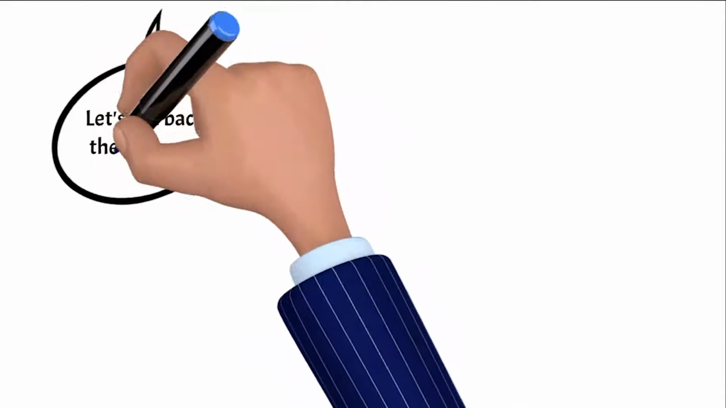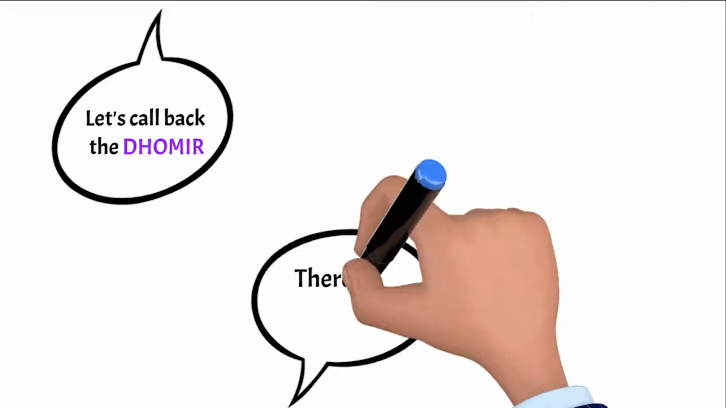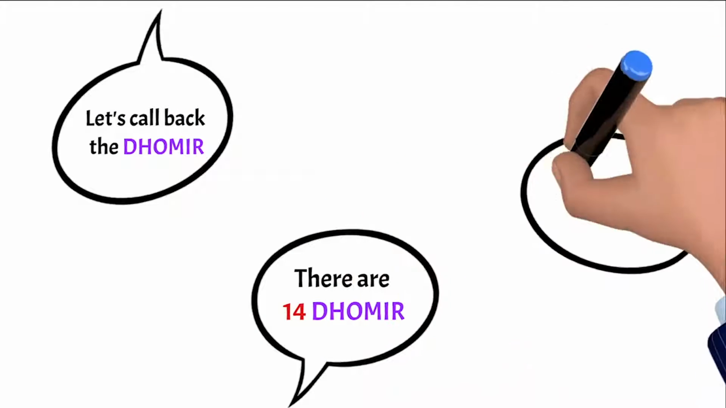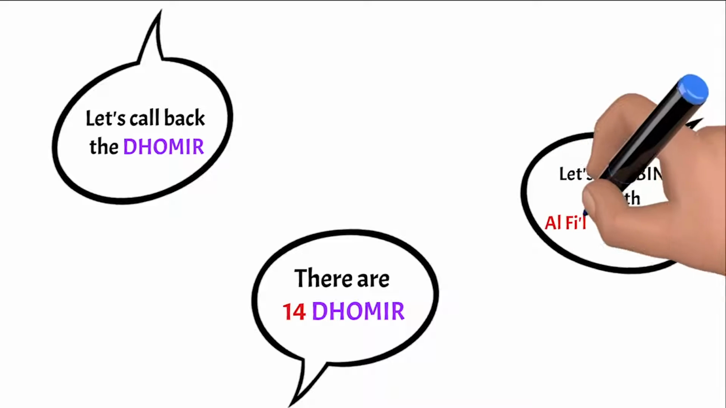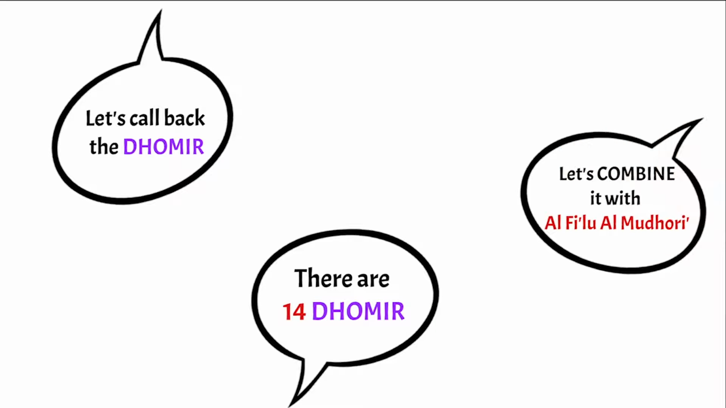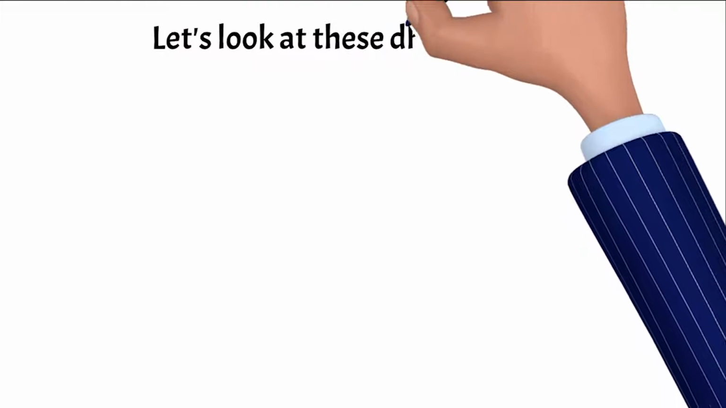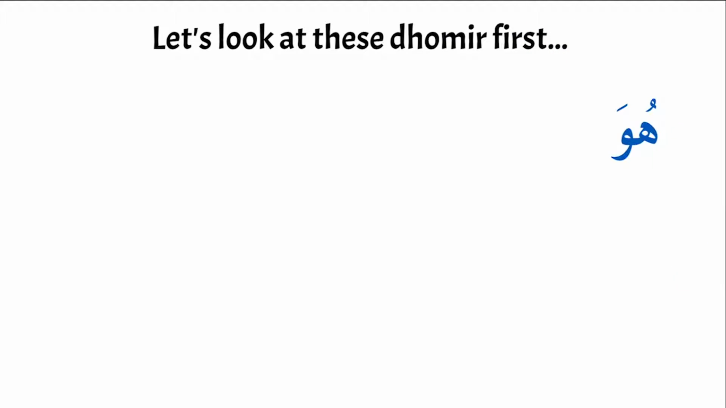Let's call back the dhamir. There are 14 dhamir. Let's combine it with الفعل المضارع. Let's look at these dhamir first.